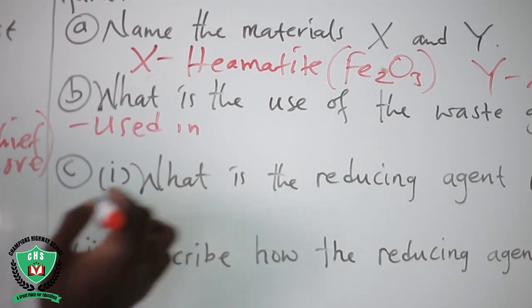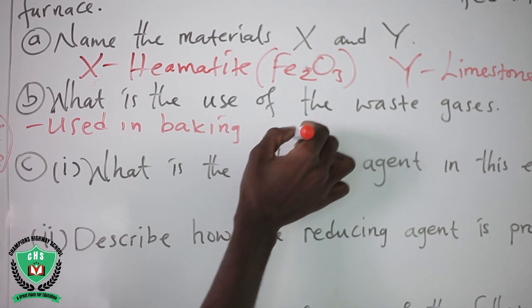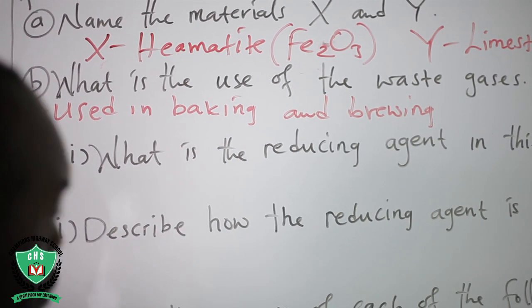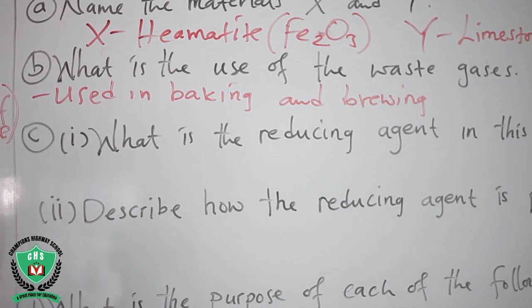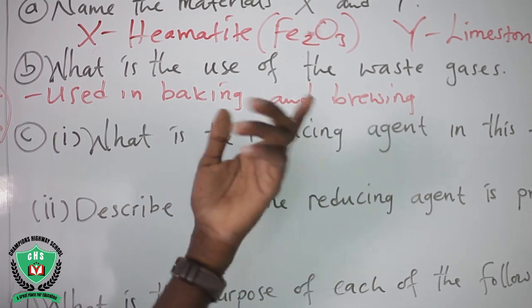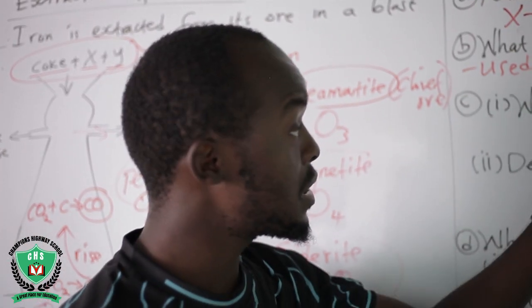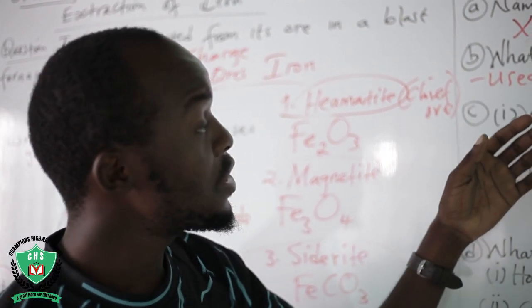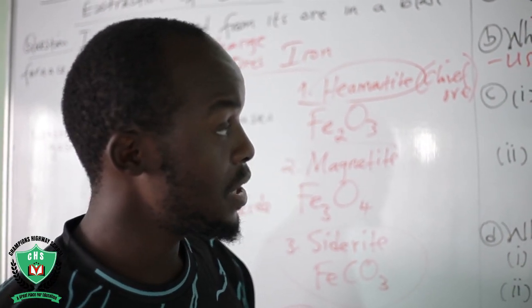Used in baking and brewing. As we have said, it's not only in baking and brewing, it is also used in fire extinguishers, because this gas doesn't support burning. It is also used in making carbonated drinks, as we have stated.